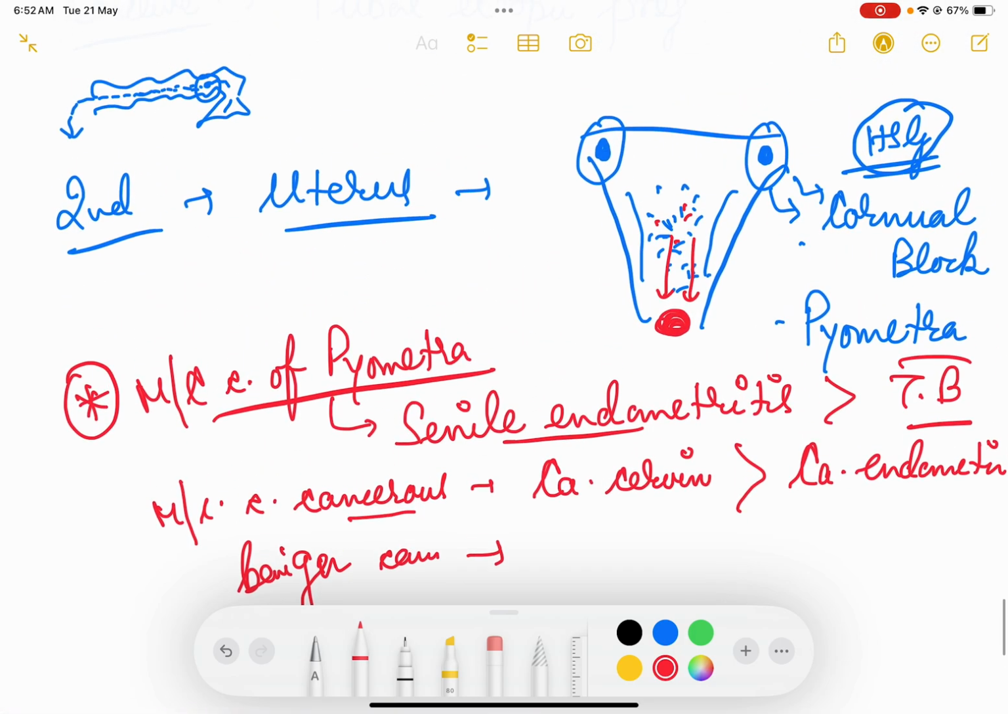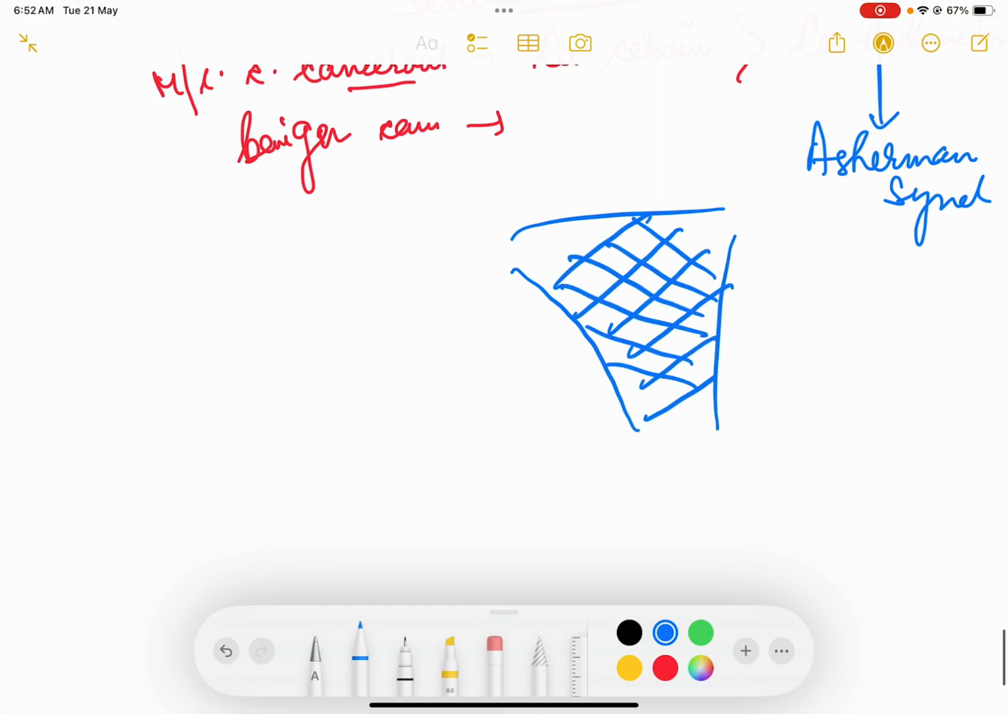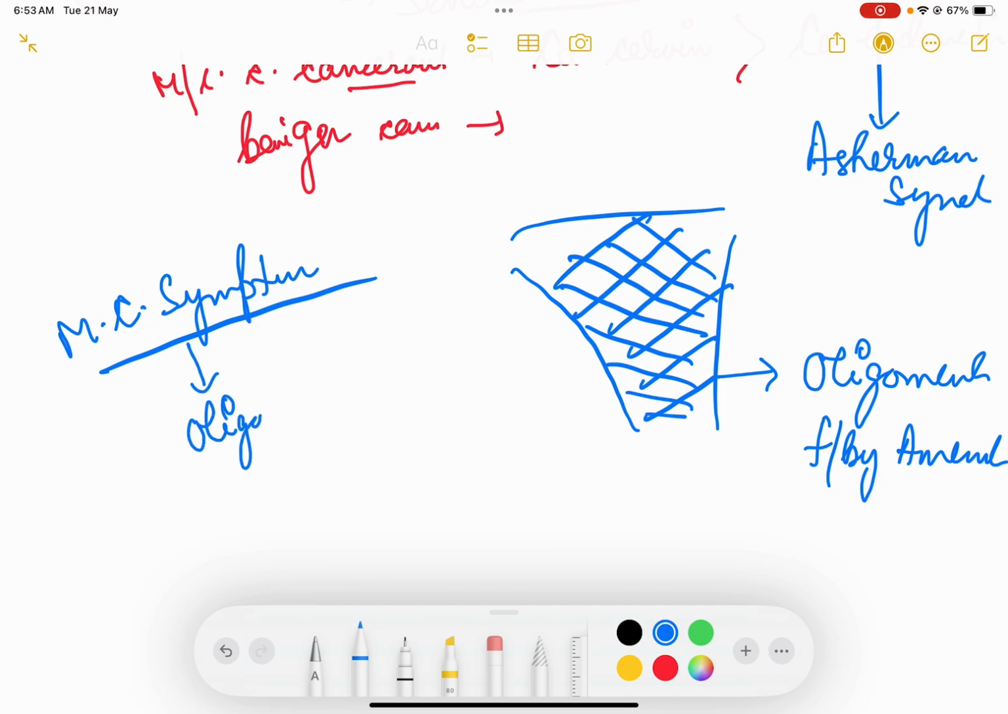Next, what is the third feature which can be seen? Cornual block, pyometra, then comes Asherman syndrome. What is Asherman syndrome? Asherman syndrome is when the endometrial cavity is blocked by fibrosis. There is fibrosis inside and this has blocked it, so there is no menstruation. So an Asherman syndrome patient will present with oligomenorrhea, which means less bleeding, followed by amenorrhea. So the most common symptom with which patients of genital tuberculosis with uterine involvement present is oligomenorrhea and amenorrhea.